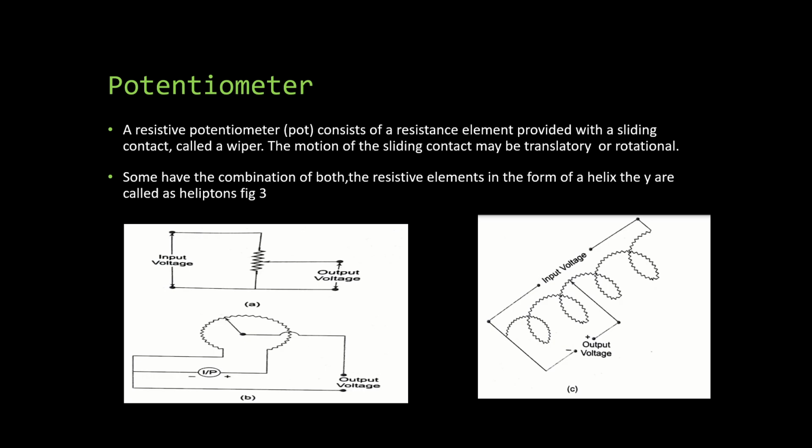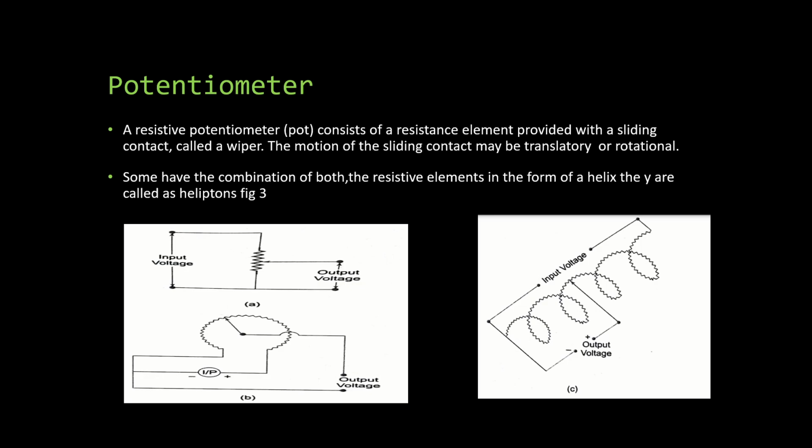So one example of a resistive transducer is the potentiometer. So now let us discuss the potentiometer. A resistive potentiometer consists of a resistance element provided with a sliding contact called a wiper. The motion of the sliding contact may be translatory or rotational.